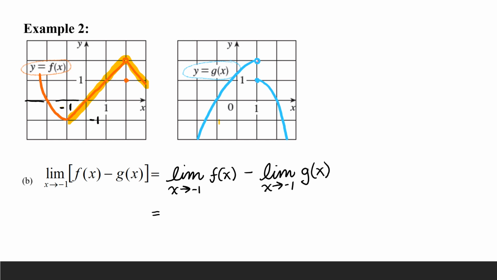I can draw this in if it makes my axes a little more clear. And then taking a look at our left-hand limit, as x approaches -1, f of x is also approaching -1. So the limit as x approaches -1 of f of x is -1, since our left and right hand limits are equivalent. And then we need to subtract the limit as x approaches -1 of g of x.